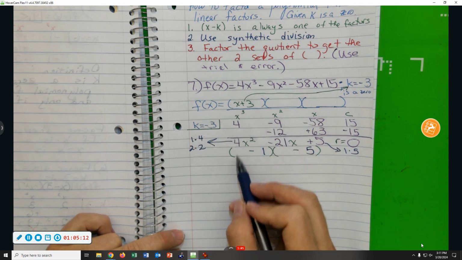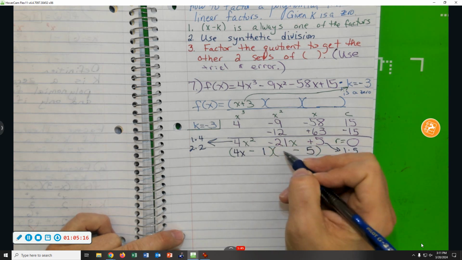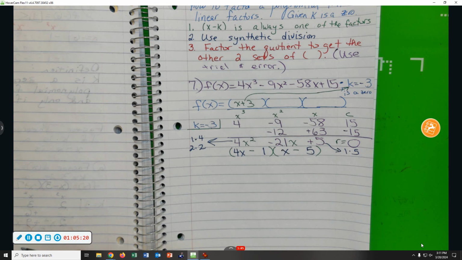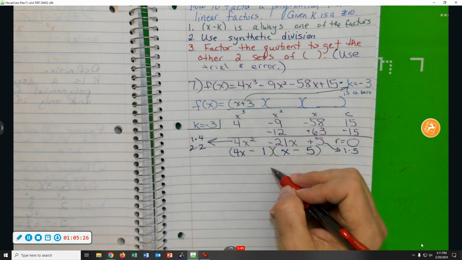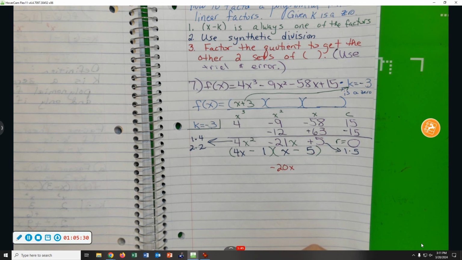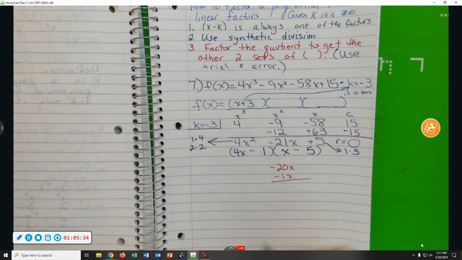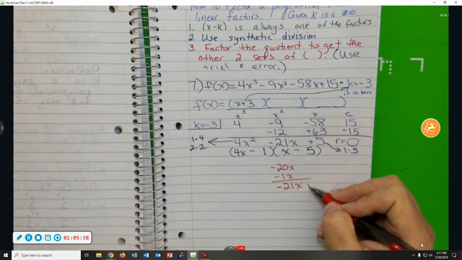When you're multiplying that outer to get a 20, I think we need the 4x there and the 1x there. Y'all check me with that. What's the outer product? A negative 20x. What's the inner product? Negative 20x minus 1x. Does that give us negative 21x?